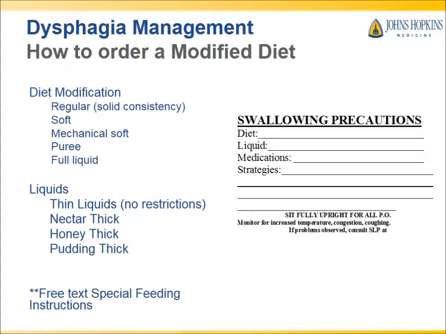Additionally, a free text box is available to add special instructions, such as the need for the use of a chin tuck. The speech-language pathologist will also place a pink sign on the patient's door with the recommended diet and swallowing strategies.